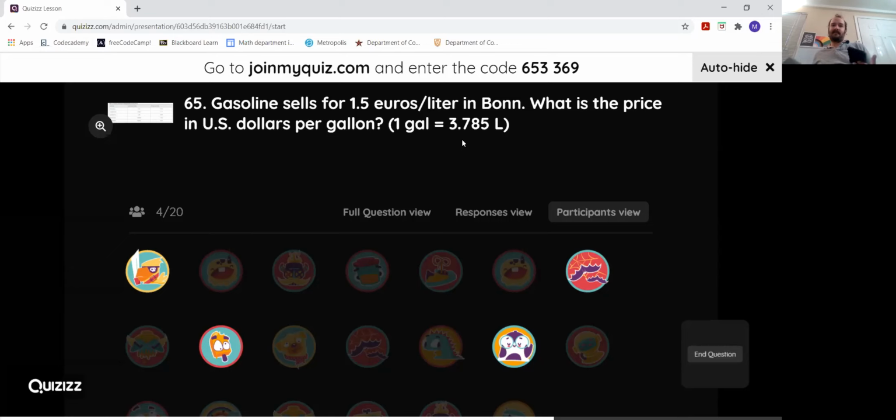All right, so there are two things that we're converting at once. So we'd have to do a money conversion, and then we have to do the liters to gallons. Did I do it right? And as always, round it to 2 decimal places.